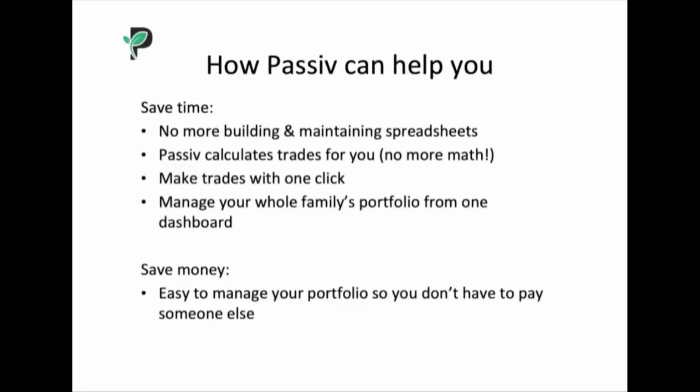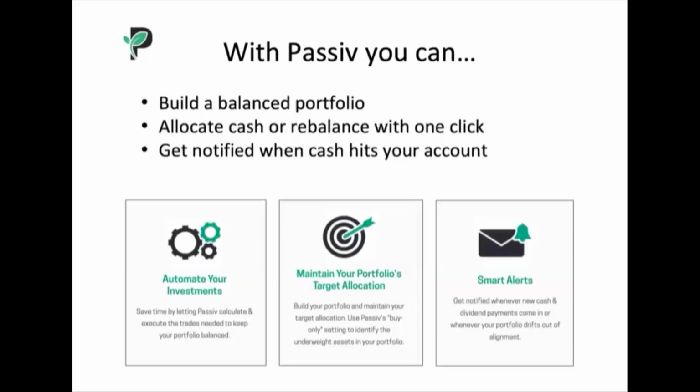Passiv also helps you save money by making it easy to manage your own portfolio so you don't have to pay somebody else to do it for you. With Passiv, you can build a balanced portfolio, allocate cash, or rebalance with a single click, and get notified when new deposits hit your account. Whether that's a transfer from somewhere else, a deposit, or dividends, you'll get an email notifying you that the money's there and you can go ahead and make that one-click trade.